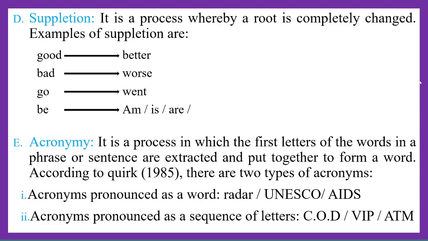And we have also acronyms that are pronounced as a sequence of letters, like COD, VIP, ATM. You cannot say, for example, "code" or "vip" or "atom". So there is the pronunciation of each letter alone. They pronounce each letter alone.